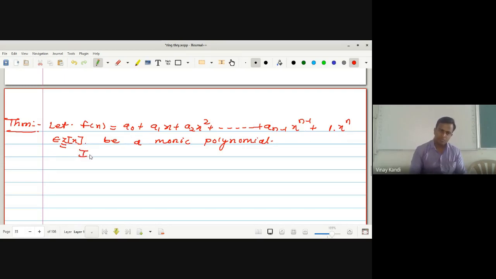If f of x has a root a belongs to Q, okay, field of rational numbers, then a belongs to Z and that a divides a naught. Okay, see what the statement says, note it carefully. f of x has a root a.